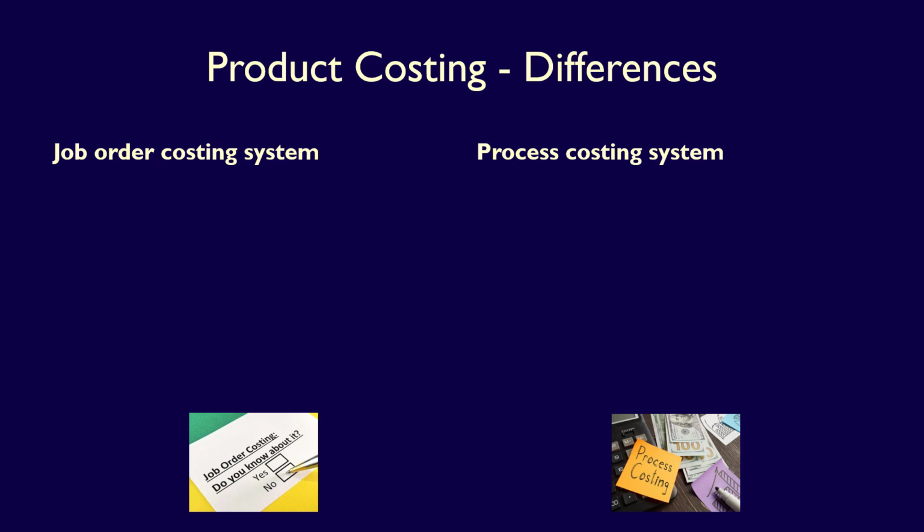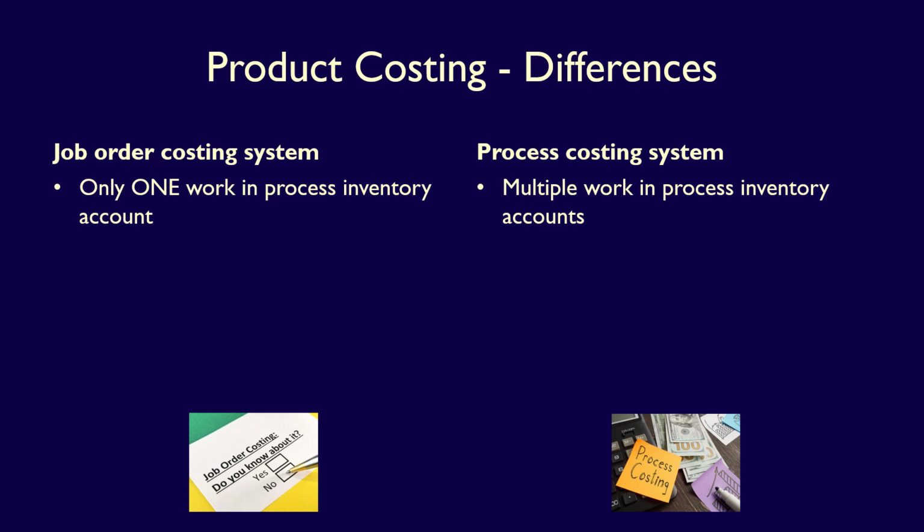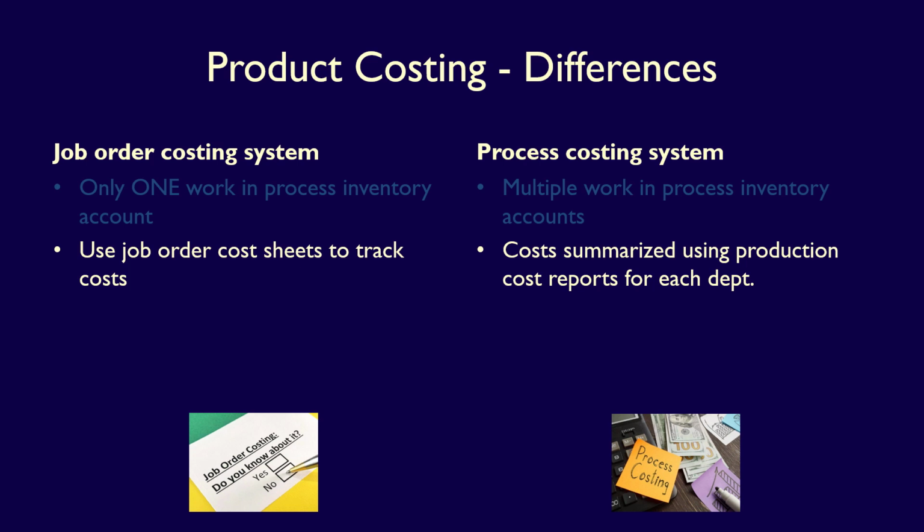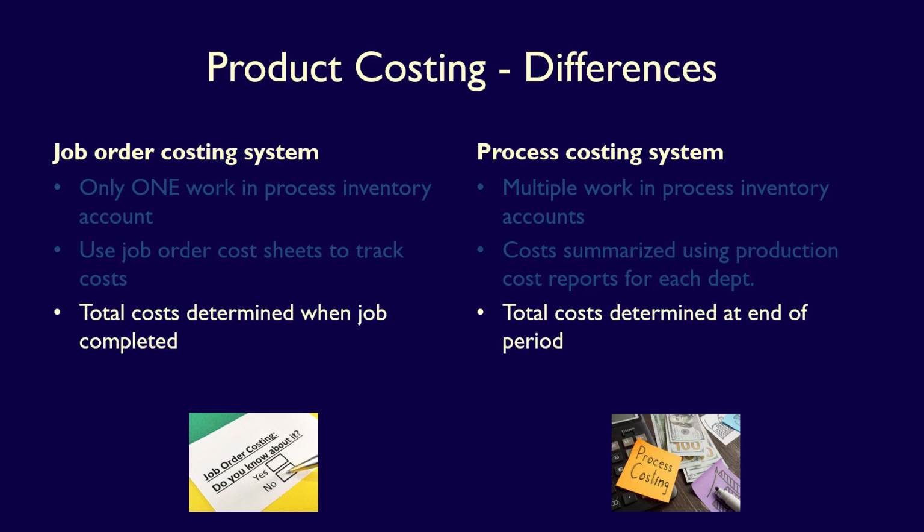It's also important to understand the differences between job order costing and process costing. First, under job order costing systems, we only use one work in process inventory account, but under a process costing system, there are multiple work in process inventory accounts, one for each process or department. Under a job order costing system, we use job order cost sheets to track costs. But under a process costing system, costs are summarized using production cost reports for each department or process. Under job order costing, total costs are determined when the job is complete. But under process costing, total costs are determined at the end of every period.